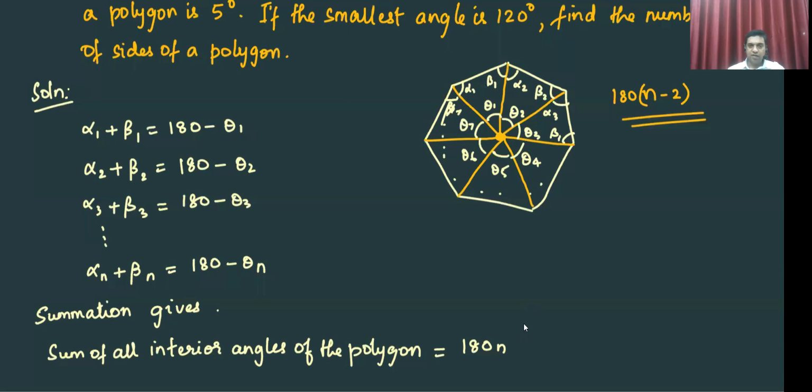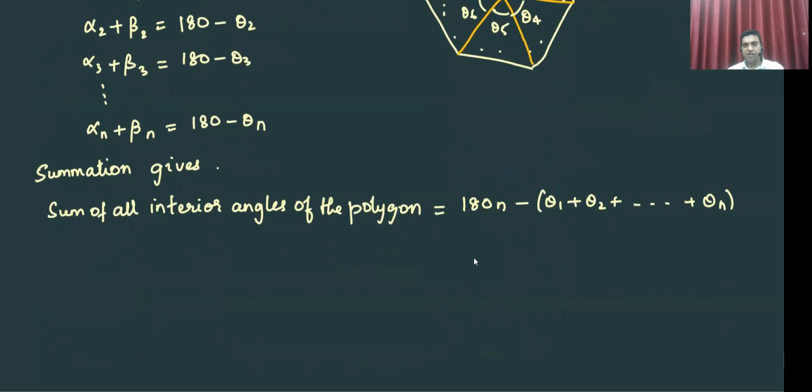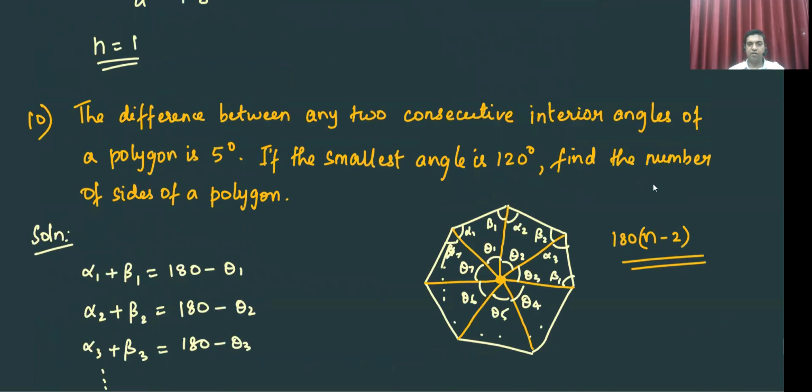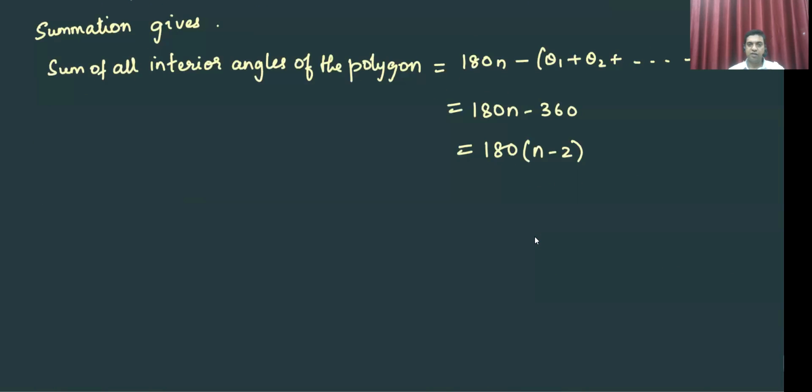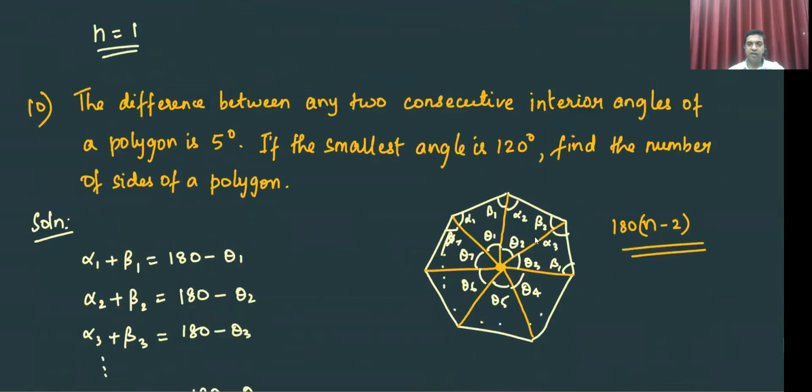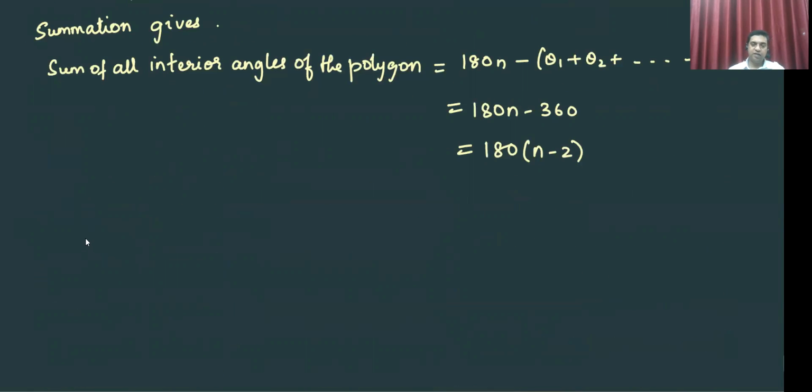All right, n times 180 minus of theta 1 plus theta 2 plus up to theta n, which, you see, forms 360 degrees. So it is 180 into n minus 2. All right, your answer was right, but I just wanted to know how you get this. So the sum of all the interior angles of a polygon is 180 into n minus 2.